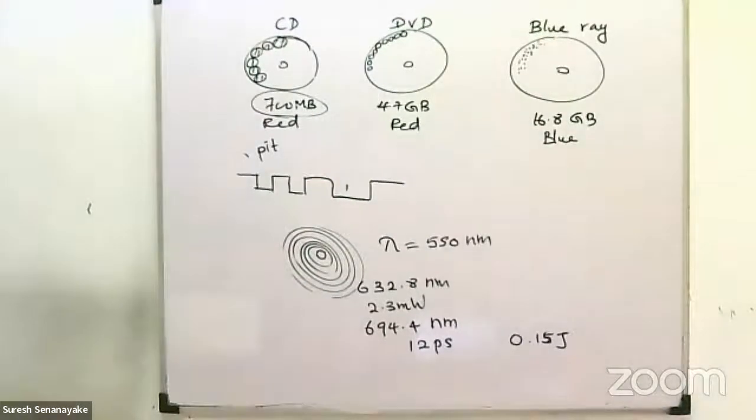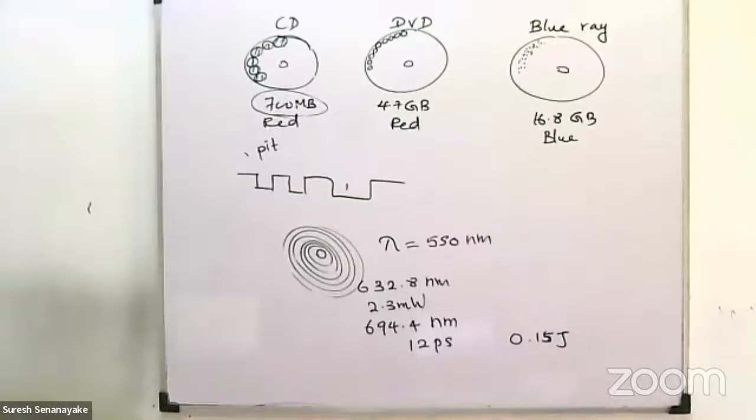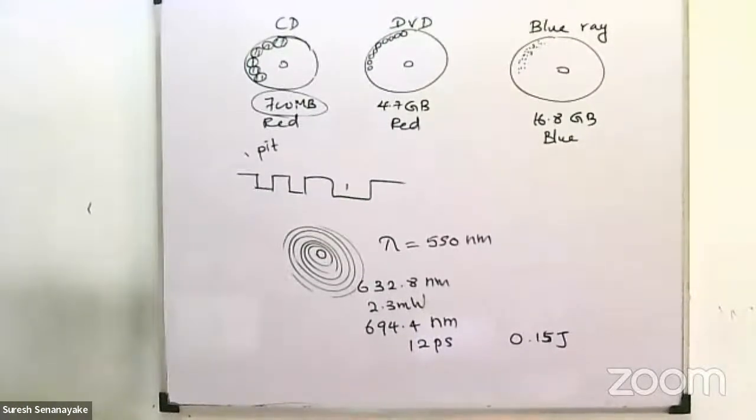Then part A. What is the length of the pulse? They are asking for the time interval of the pulse. And part B, how many photons are emitted in each pulse?